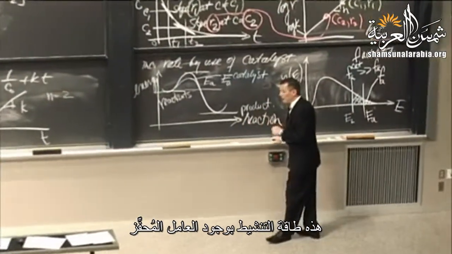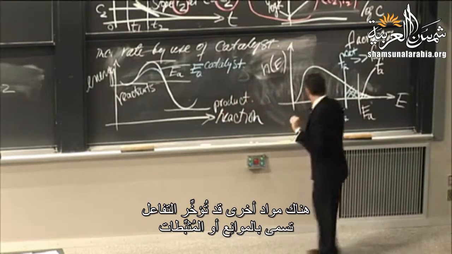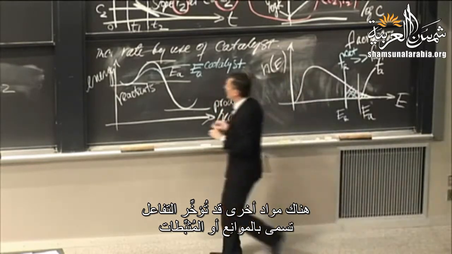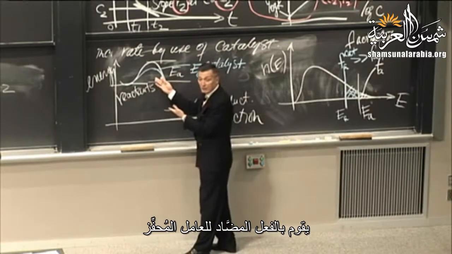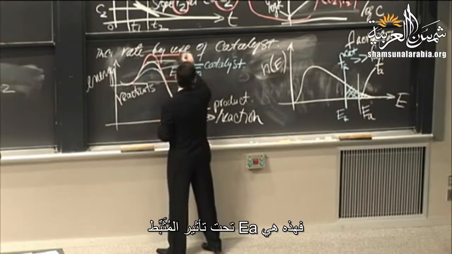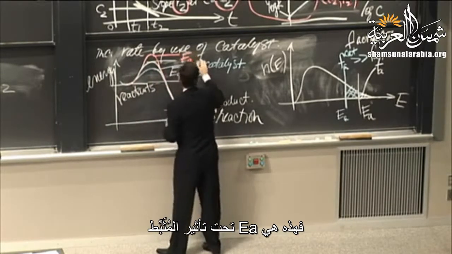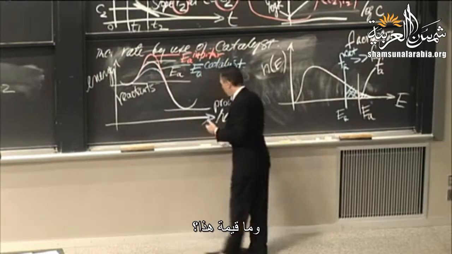This is the EA of the catalyst. There are other substances that can retard the reaction. These are called inhibitors. And what's an inhibitor do? It does the complementary action. So it raises the activation barrier. So this is EA under the influence of inhibitor. And what's the value of that?